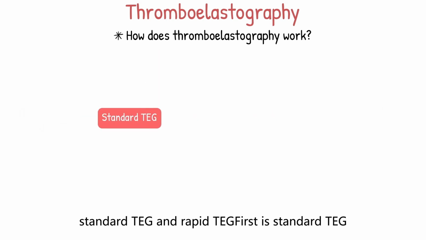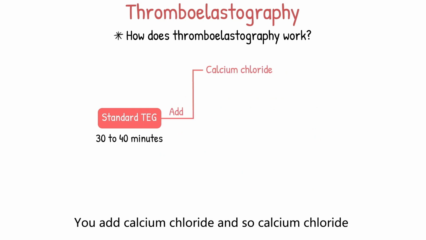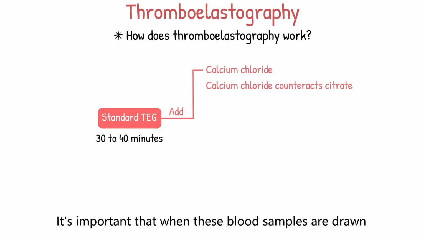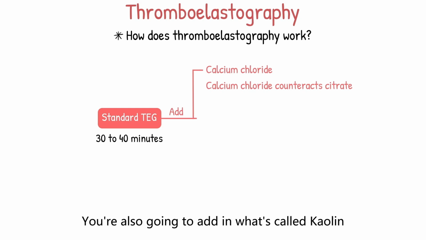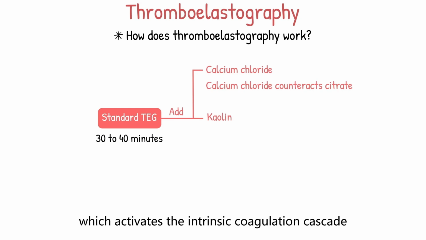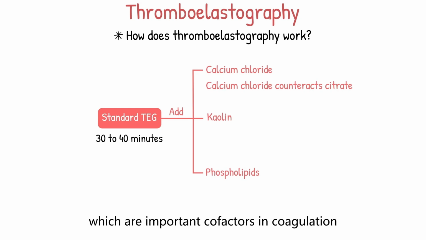First is standard TEG. It takes 30 to 40 minutes, or maybe a little bit faster. You add calcium chloride, and so calcium chloride counteracts citrate. It's important that these blood samples are drawn in a citrated tube so it doesn't coagulate. You're also going to add in what's called kaolin. Kaolin is a silica and it simulates cell surfaces, which activates the intrinsic coagulation cascade. In addition, phospholipids are added, which are important cofactors in coagulation.